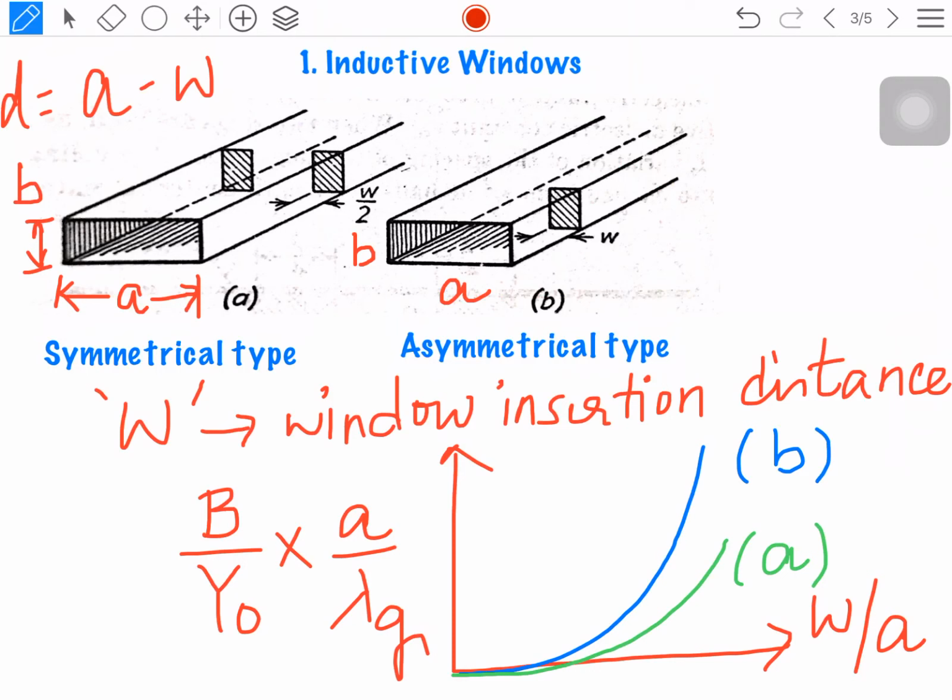Now, whenever I am making a choice whether to go for a symmetrical or the asymmetrical type of inductive window, I need to take some care here. It's better to go for the symmetrical type only, because whenever I am going further into mechanical considerations, such as how to machine and how to install the windows, that would be a much more important case. Based upon these mechanical considerations, we will be selecting either the symmetrical type or the asymmetrical type.